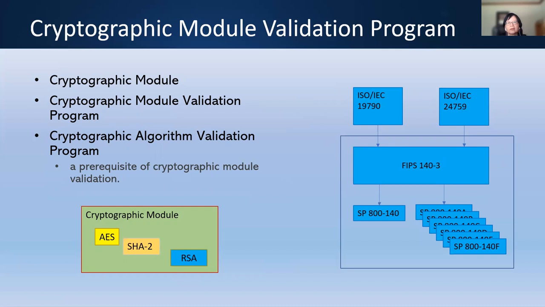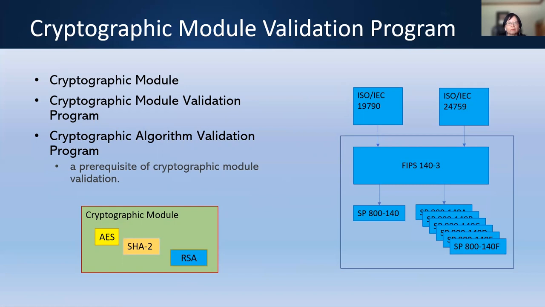So NIST has a cryptographic module validation program, going through audited labs to do the validation and issue a certificate. Then all the algorithms implemented in the cryptographic module will be tested. This is algorithm validation. This is a prerequisite of cryptographic module validation.